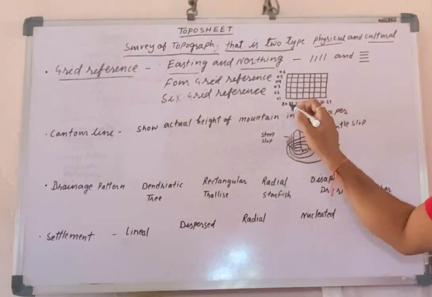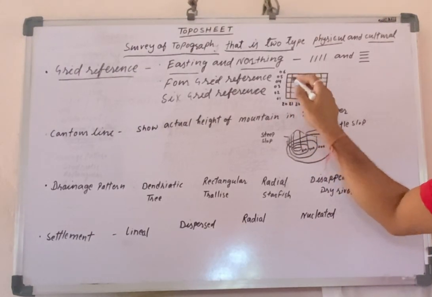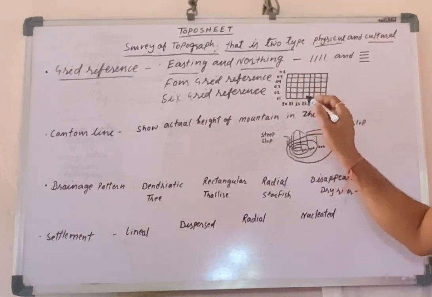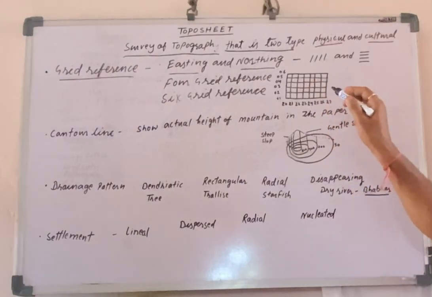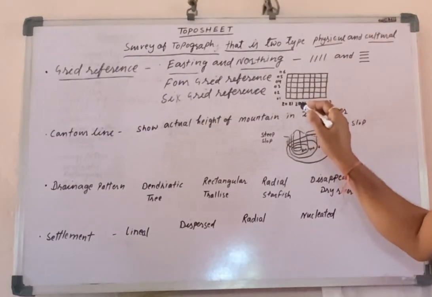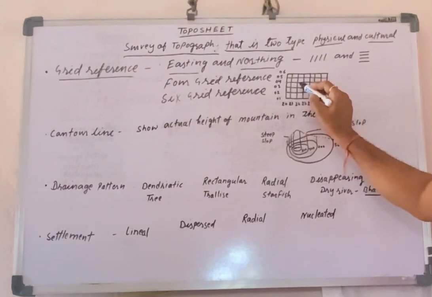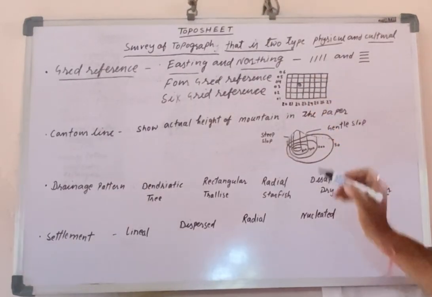These references are measured from the lines which run from west to east. These lines are known as eastings. The lines which run from south to north are known as northings. The degrees are written on the lines. Suppose we find this place, Bhavara, a small village.